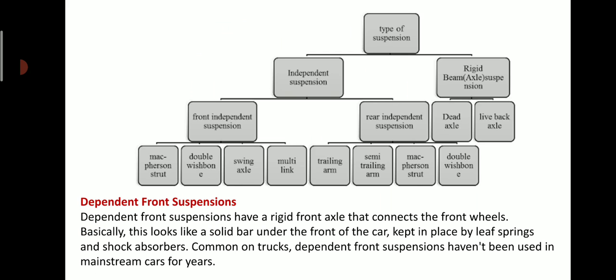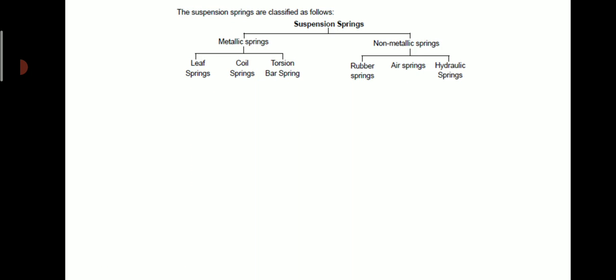So in the last lecture we have seen dependent and independent front suspension systems. So what is dependent front suspension? Dependent front suspension has a rigid front axle that connects the front wheels. Basically this looks like a solid bar under the front of the car, kept in place by leaf spring and shock absorber, which is common on trucks. Dependent front suspension hasn't been used in mainstream cars for years. In recent cars, such type of systems we cannot find.